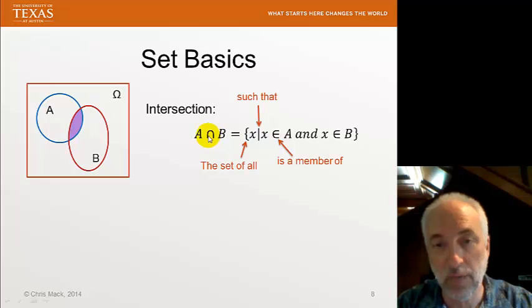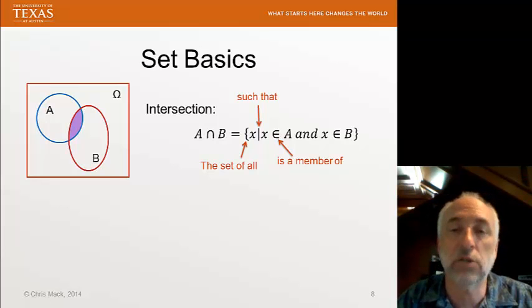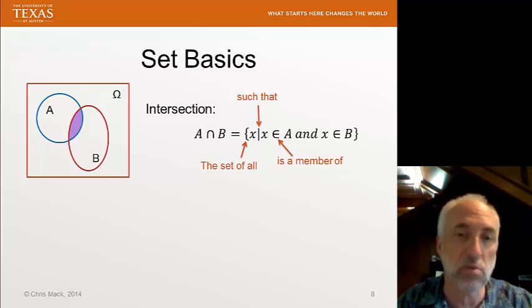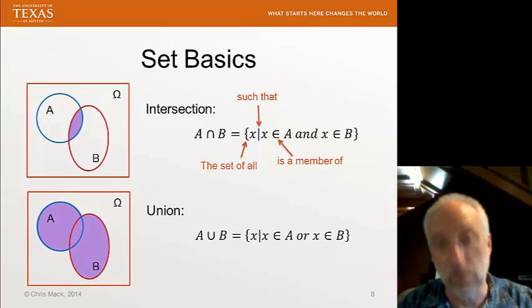And this upside down U is the symbol for intersection. Now we say intersection of sets, but in probability it's the intersection of events, because these subsets A and B are events in our probabilistic model. We also have a union. What is the union of A and B?